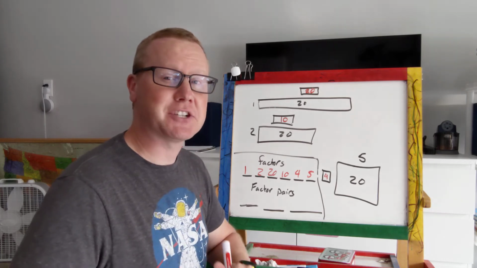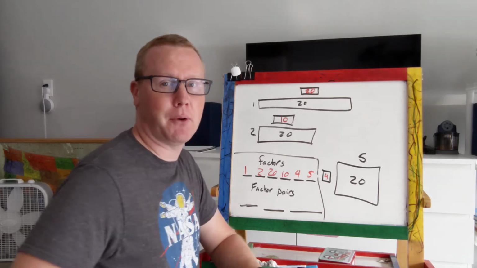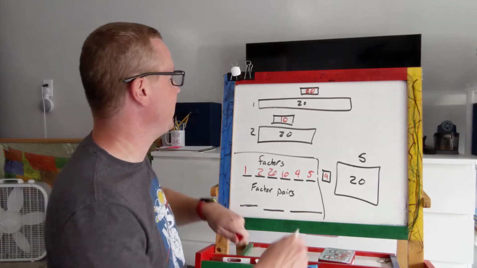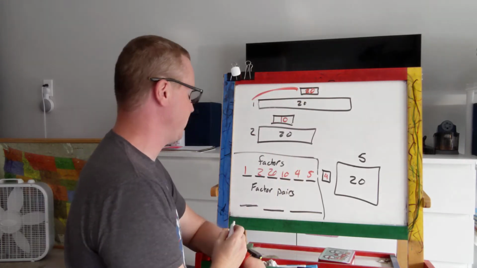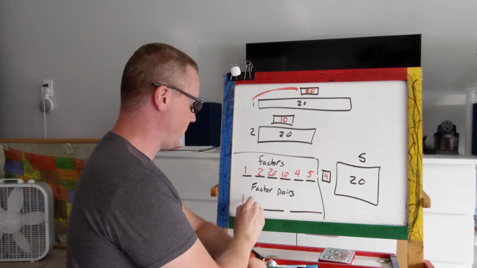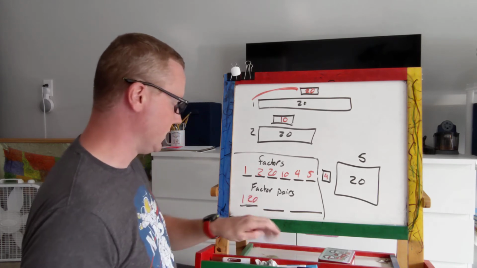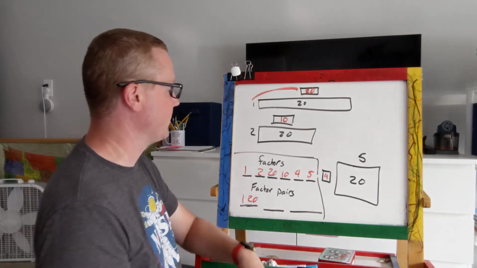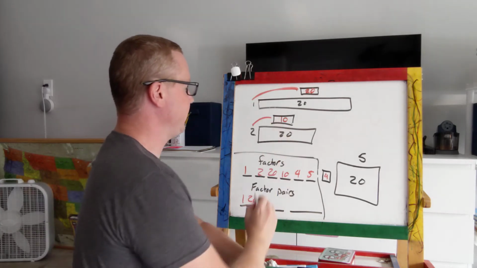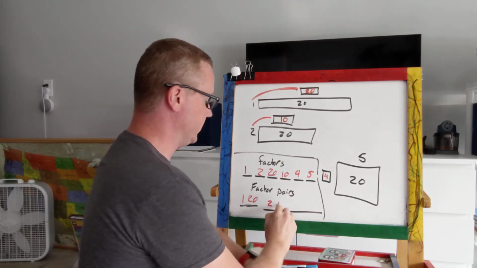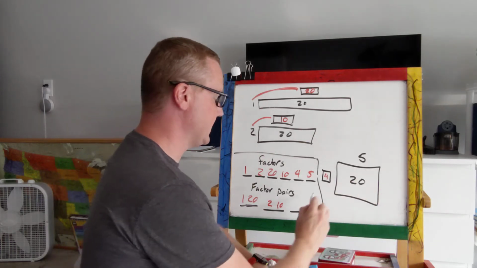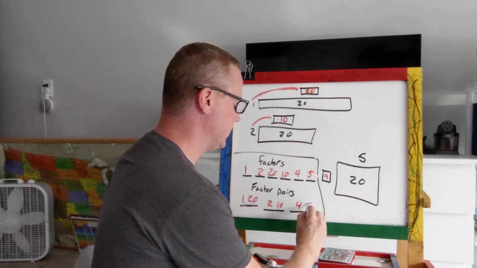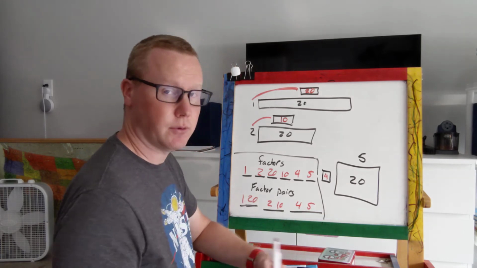What are my factor pairs now? These are the more important ones. And the factor pair, again, remember, is the two numbers you multiply to get 20. So a factor pair is 1 and 20, or 20 and 1. You can write it any way you want. Here's another factor pair, 2 and 10, or 10 and 2. And my last one is 4 and 5, or 5 and 4.